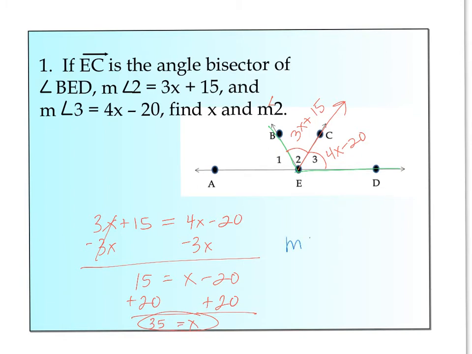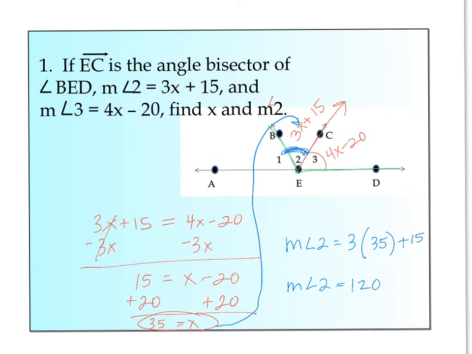To find the measure of angle 2, we're going to take this x, which is 35, and plug it in right here into angle 2. So it's going to be 3 times 35 plus 15. Go ahead and type that into your calculator. When I did it, I got the measure of angle 2 is 120 degrees. This is definitely not drawn to scale, but that's the answer we get.